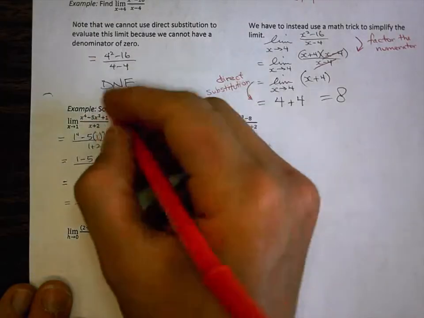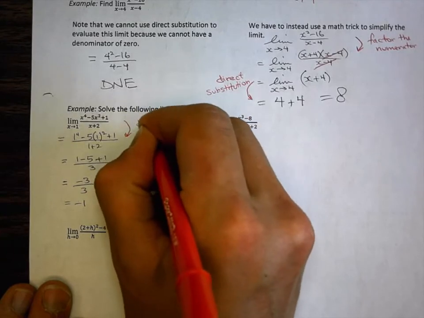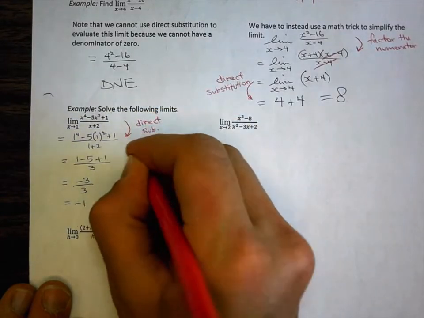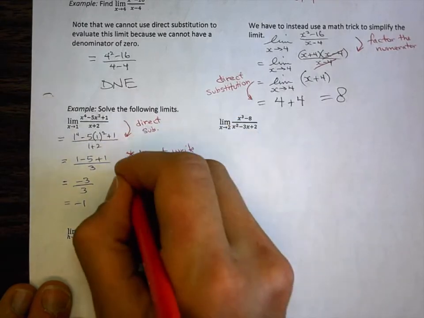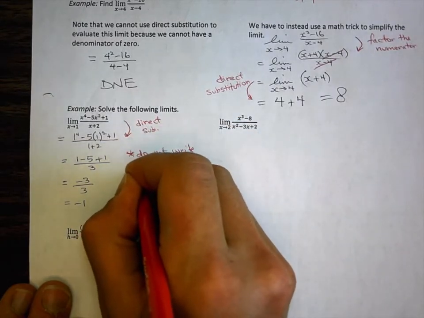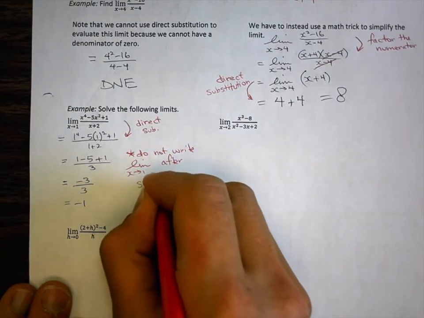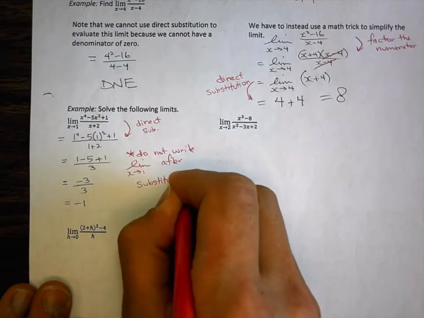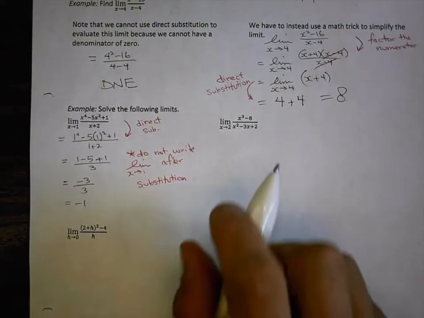So we have a direct substitution here. And note, do not write limit notation, limit x approaches 1, after substitution. Notice in my notes how I got rid of the limit sign once I substituted the number. Okay, let's do the next question.